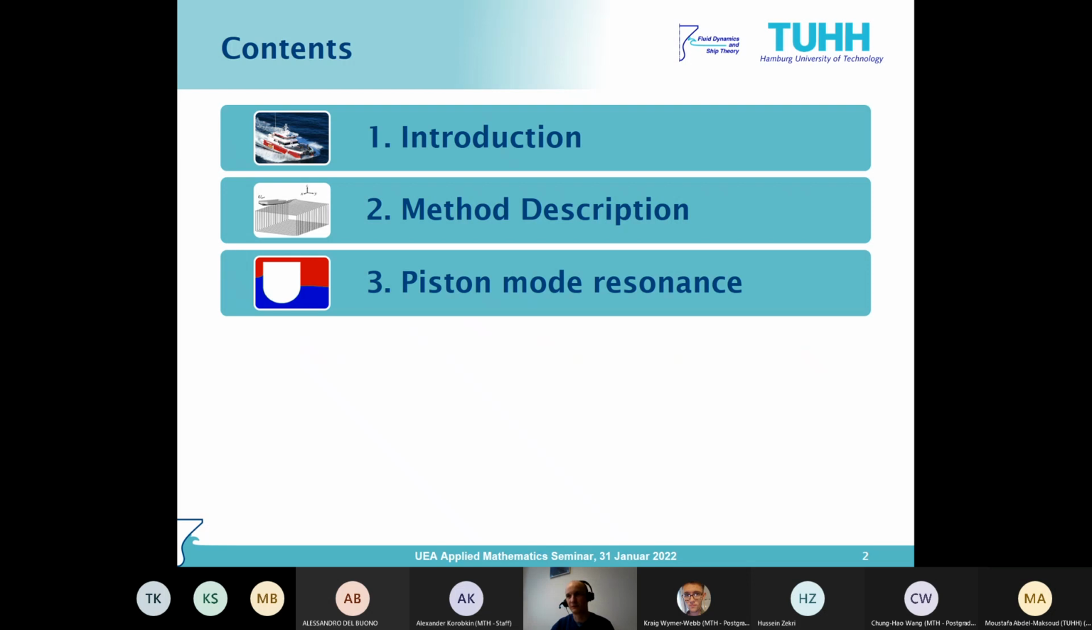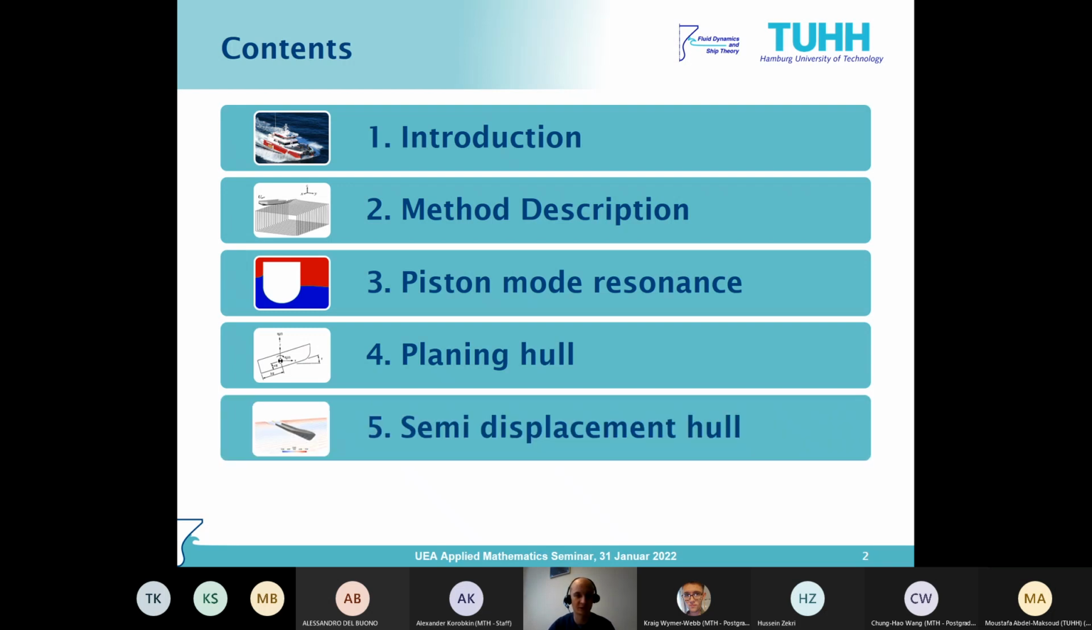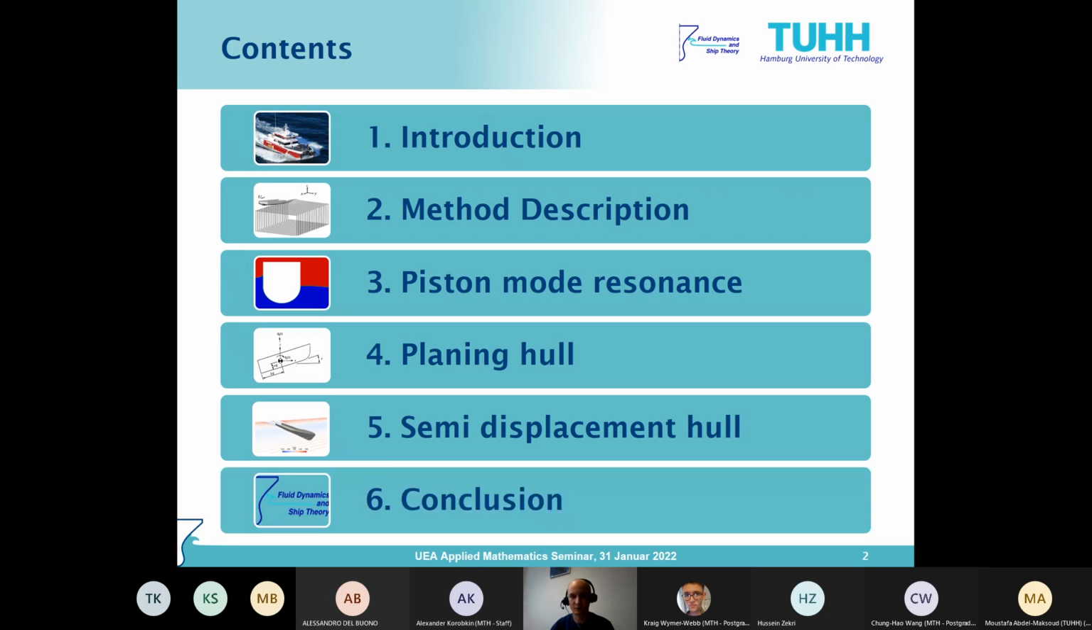Then I will show you some validation cases. The first will be on piston mode resonance. Then I will show you some examples of planing hull vessels, hydrodynamics being simulated with the method, and also some results on semi-displacement hulls, and we'll finish with a conclusion.